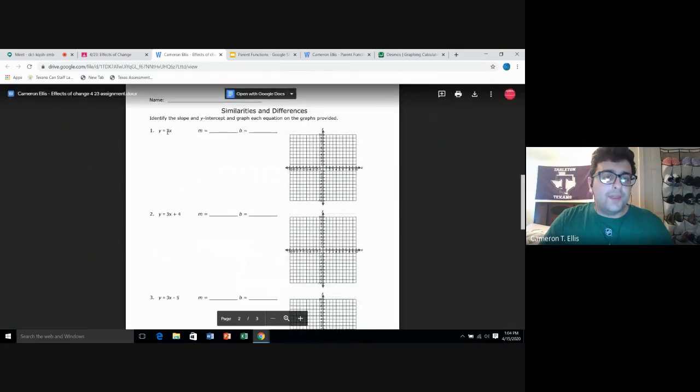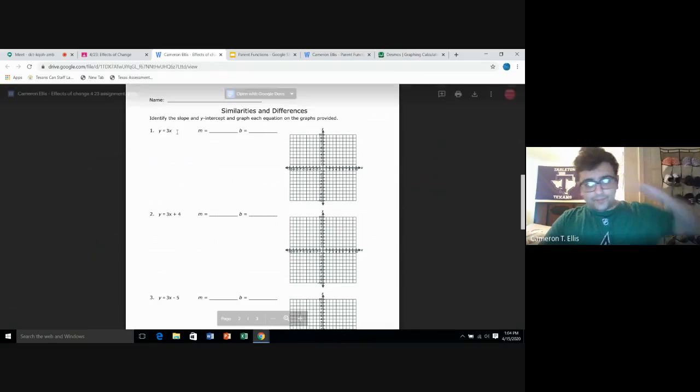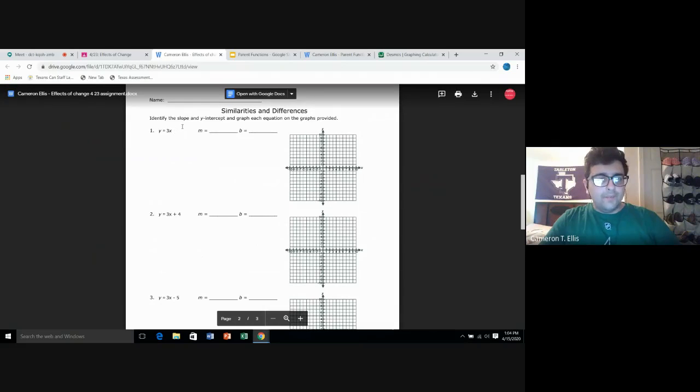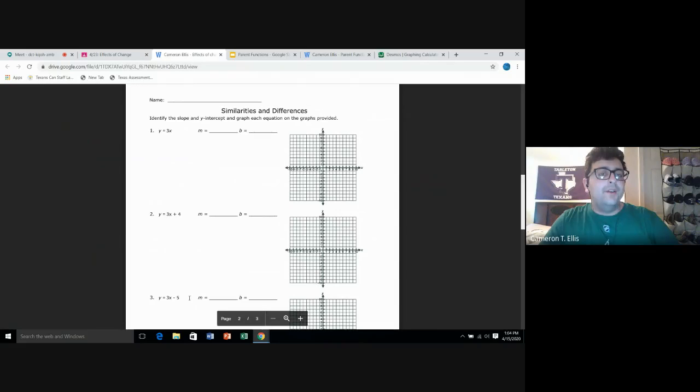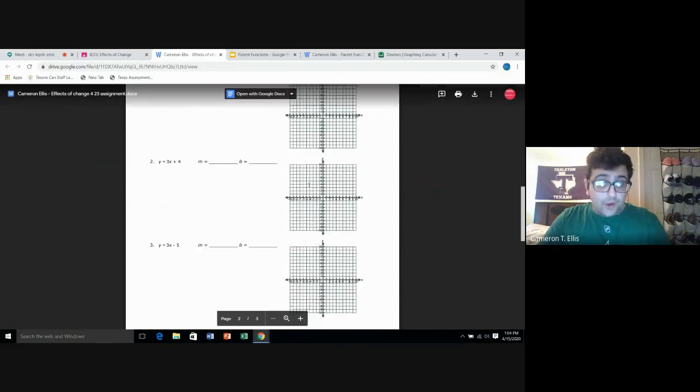How would I do these guys, right? 3x, and I don't see anything added to it, right? So what's multiplied by x here? It's the same thing that's multiplied by x in this problem too, and in this problem right here, right? There's a plus 4 and minus 5. Aren't those going to be my y-intercepts, right? So that's all you got to do, right?